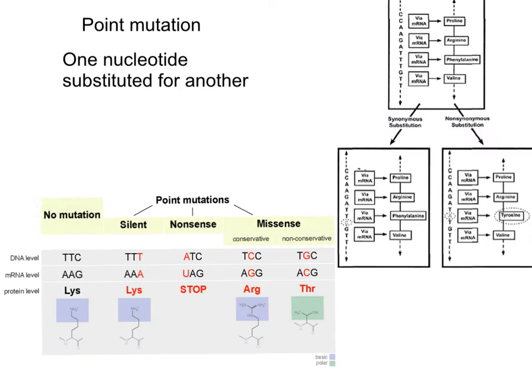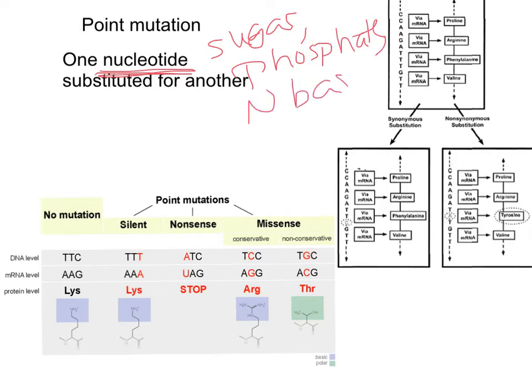So our first kind of mutation that we're going to talk about is a point mutation. So in a point mutation, one nucleotide, remember that's our sugar, phosphate, nitrogen base. So one A, one T, one C, one G, okay? One nucleotide is substituted for another. So there's a couple of different kinds that we could have. We can have what's called a synonymous or a silent mutation.